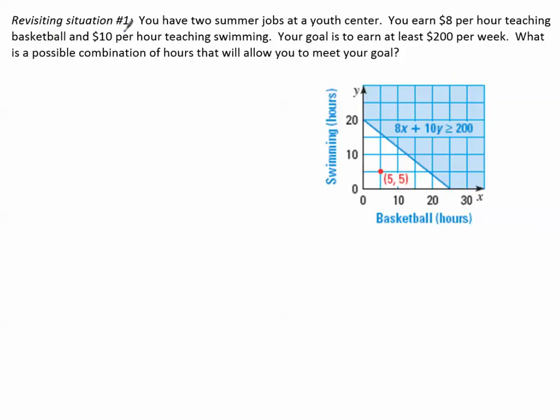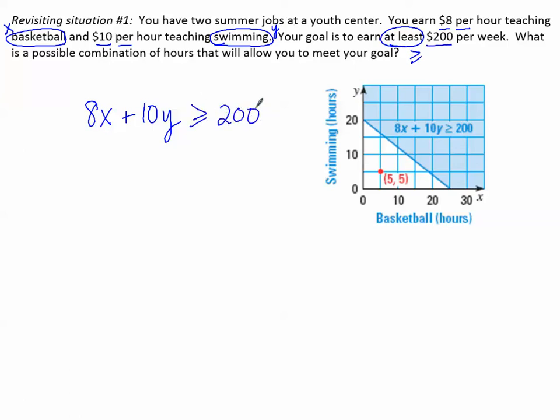Finally, let's revisit that situation we began with. So remember, you earn $8 per hour teaching basketball. Basketball is our x, so we have 8 times x, and $10 per hour teaching swimming. Swimming is our other activity, so that will be y. So plus 10y, and then the keyword at least means greater than or equal to $200. So greater than or equal to $200 is our inequality. What is a possible combination of hours? That's what we're looking for, how many hours will allow you to meet your goal.